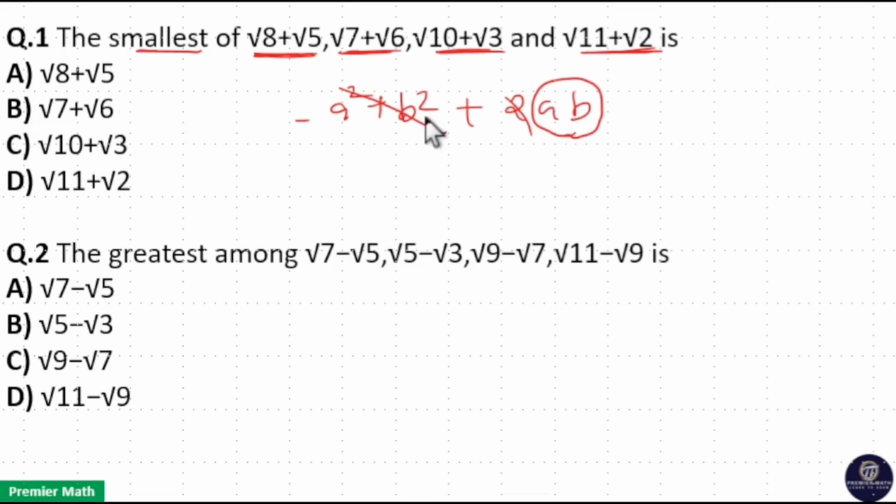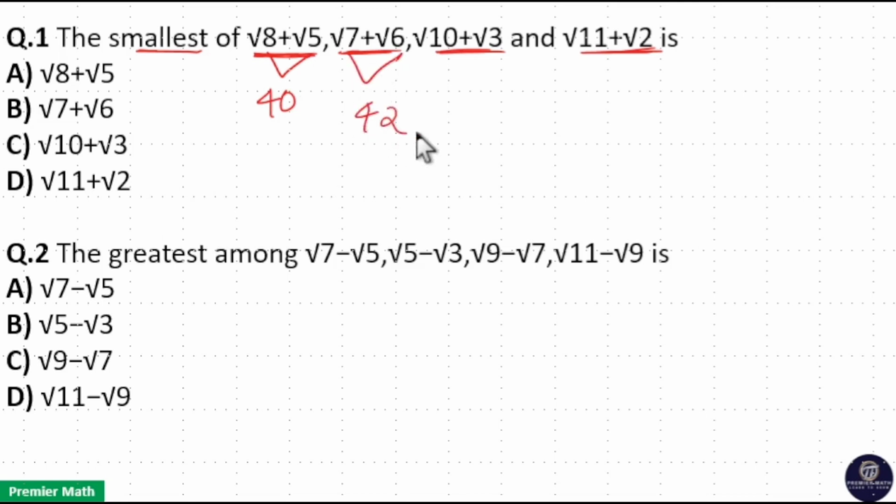So take the product. Here 8 into 5 is 40. 7 into 6 is 42. 10 into 3 is 30. 11 into 2 is 22. So smallest ab is equal to 22. So smallest number is equal to root 11 plus root 2. Option D is your answer. Here greatest ab is 42. So greatest is equal to root 7 plus root 6.